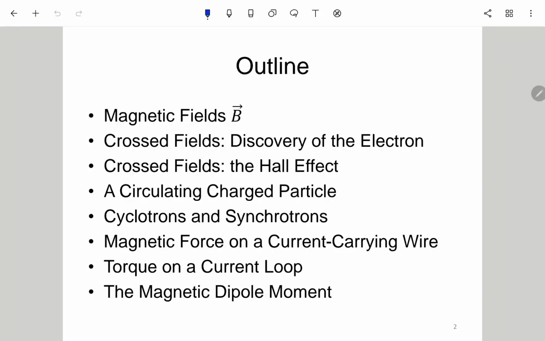So actually, this is the outline of chapter 28. We will introduce what magnetic fields are. As I mentioned, in this textbook, it calls the B field the magnetic field, but if you find some material on the internet or another textbook, more precisely, the magnetic field should be the H field rather than the B field.